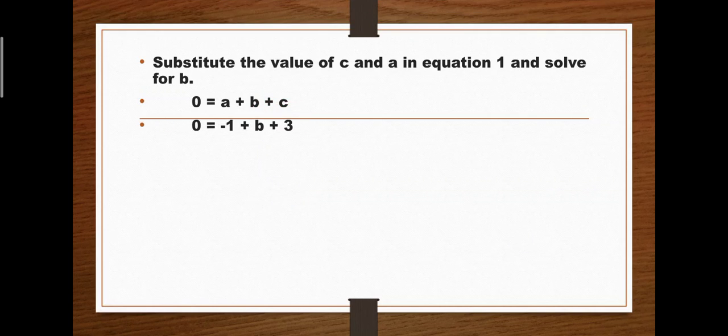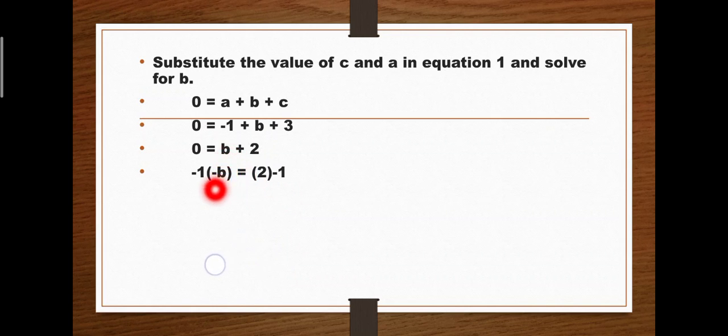Okay, 0 is equal to, the value of a, right, is negative 1. Then, we don't have a value of b because this is what we will look for. So, copy plus b. Then, our c is positive 3. So, plus 3. Then, 0 equals, copy b, then negative 1 plus 3 is positive 2. So, the operation is plus. So, b plus 2. Next, we will transpose b to the left side.